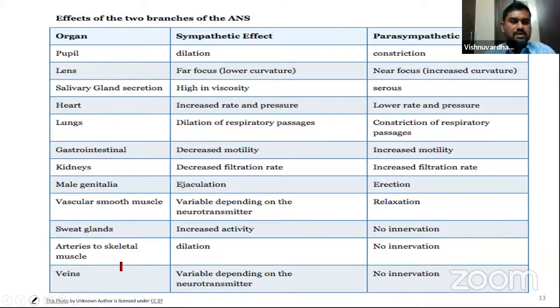Arteries to skeletal muscle: dilation, because skeletal muscles are very important in the fight or flight stage. So arteries of the skeletal muscle are dilated during the sympathetic effect. Veins are variable depending on the neurotransmitter.